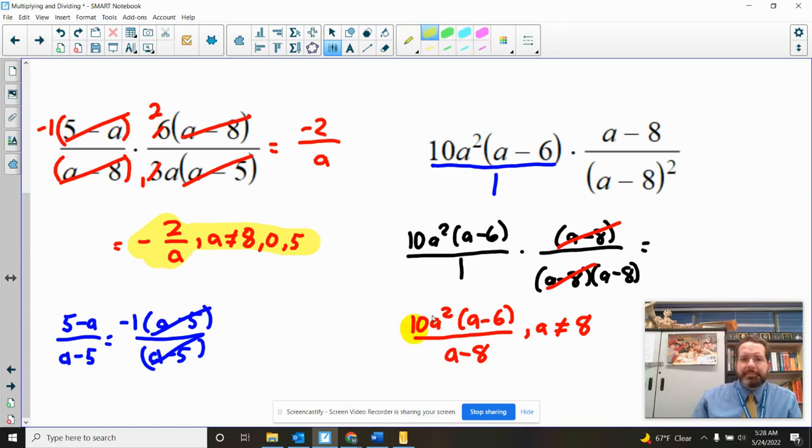So to finish it up, here we go. There's our reduced expression. And we just need to make a note that that is good for any a value as long as the number you use for a isn't 8. Because if you tried to use 8, you'd divide by 0, and we don't want any black holes floating around.